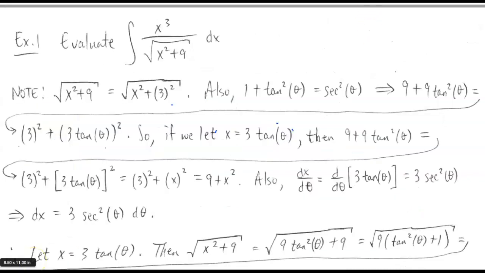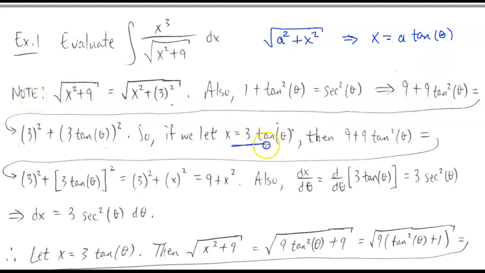So with our first example here, we are asked to find the most general antiderivative, or evaluate the indefinite integral of x cubed divided by the square root of x squared plus 9. And so we see that our denominator has this form of square root of a squared plus x squared. So we already know that whenever we see this, the suggested substitution should be x equals a times tangent theta. Okay.